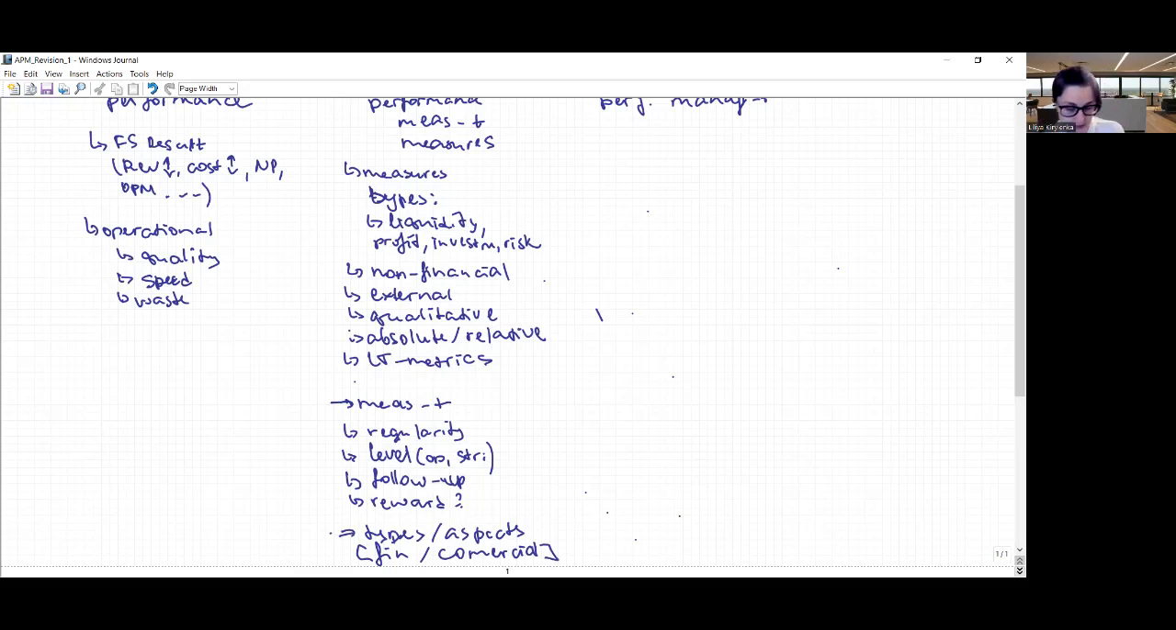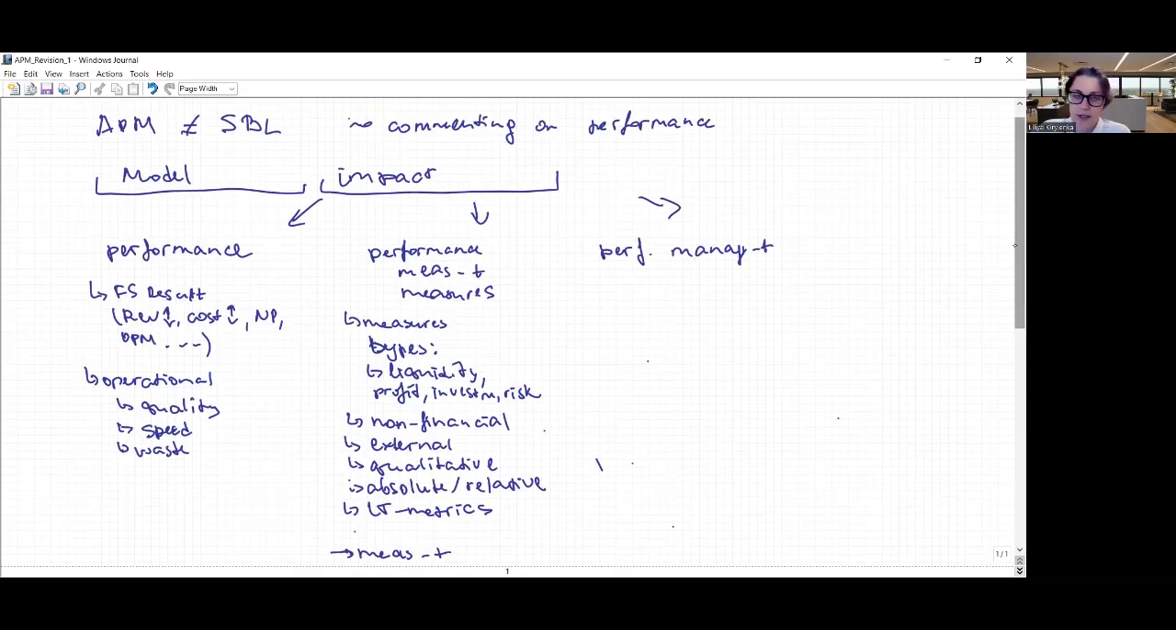Okay, so this is what relates to measures and measurement. However, sometimes you can be asked about the impact on performance management. And when we talk about the impact on performance management, we need to talk about everything that you have studied in your advanced performance management exam. So what does it mean?